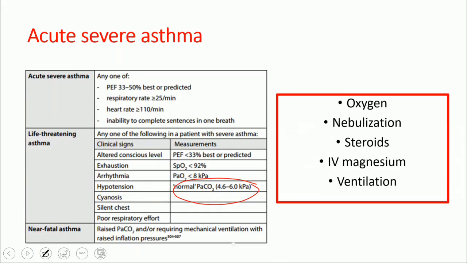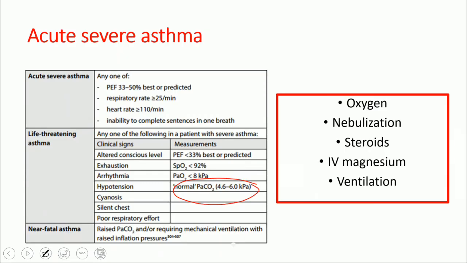But when the patient gets exhausted, when they move to the life-threatening stage, the patient gets exhausted, cannot breathe, and the CO2 starts going up. So even a normal CO2 is dangerous and that is life-threatening. Normally it should be low. If it's being washed off normally, it should go down. So normal CO2 is in risky territory. It means that the CO2 is starting to accumulate. And that is life-threatening asthma.